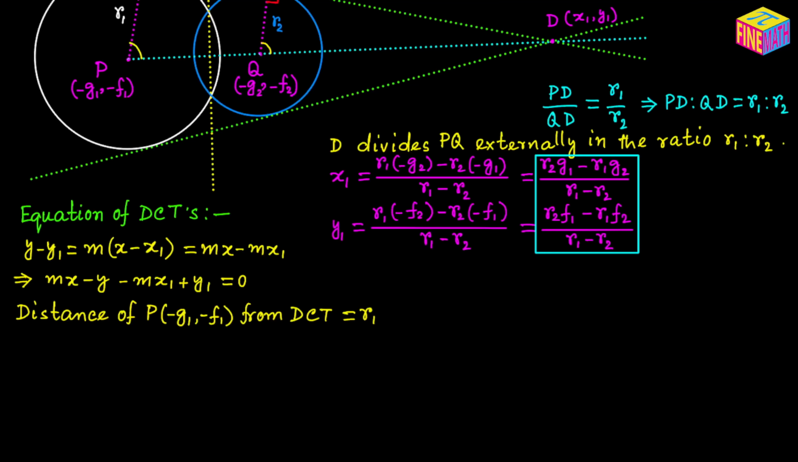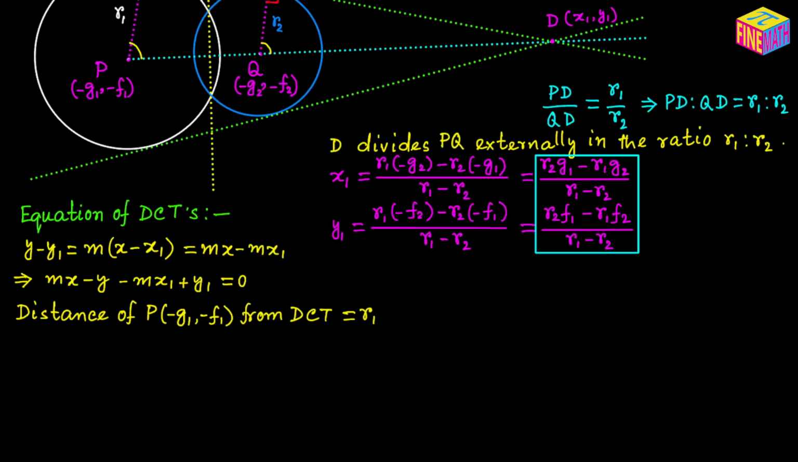We know that the distance of the point P, which is the center of the first circle, from the direct common tangent would be equal to the radius of that circle. So we can say that the distance of the point P whose coordinates are negative g sub 1, negative f sub 1 from the DCT is equal to r sub 1.